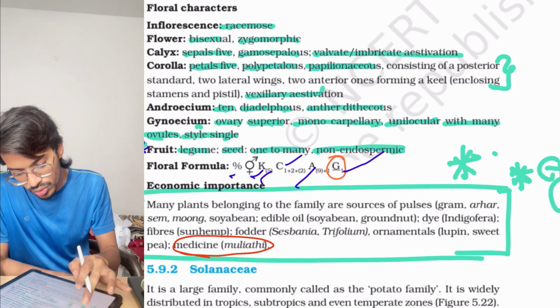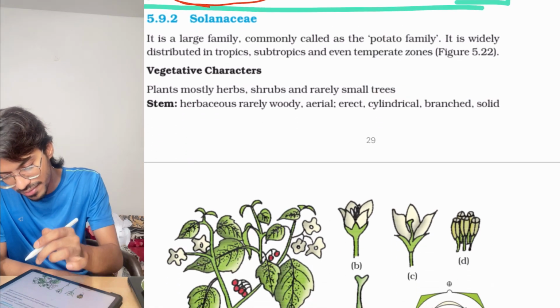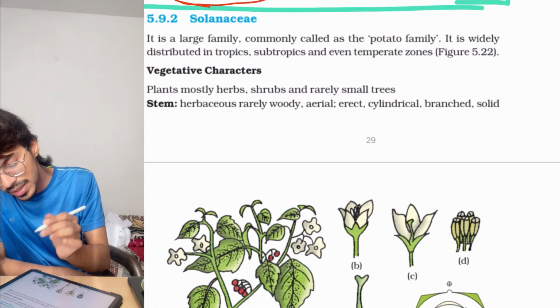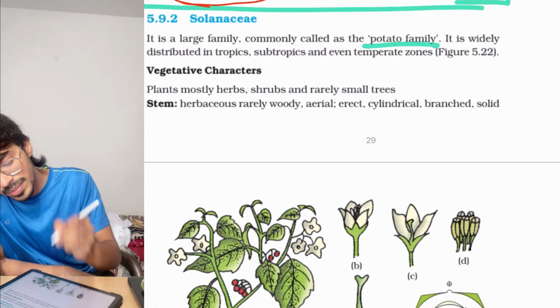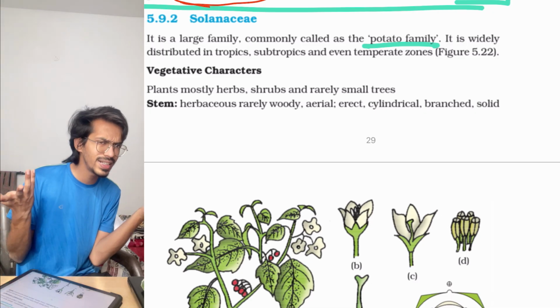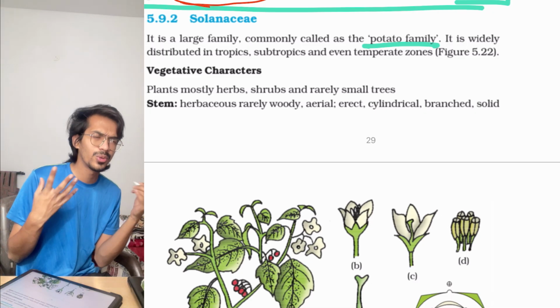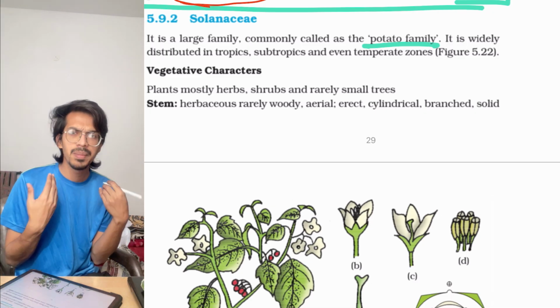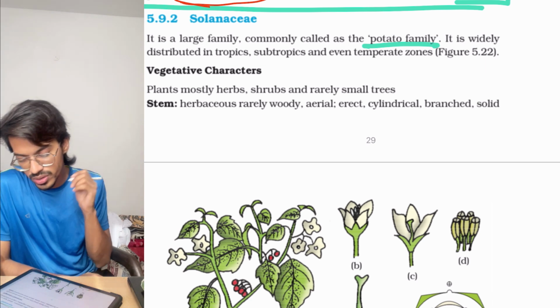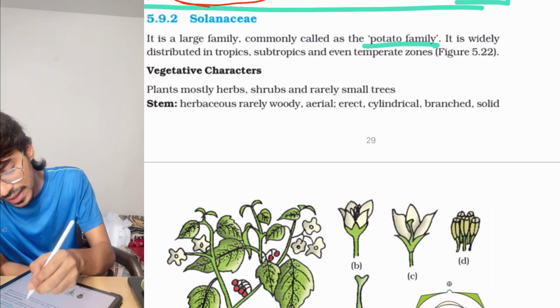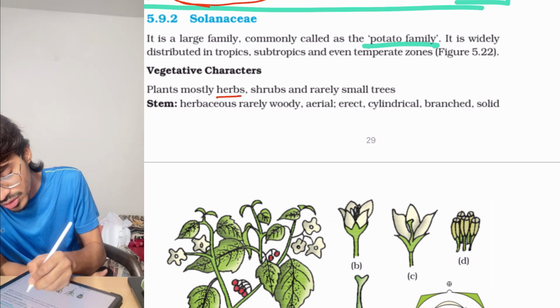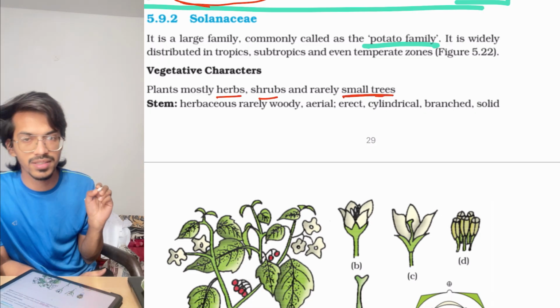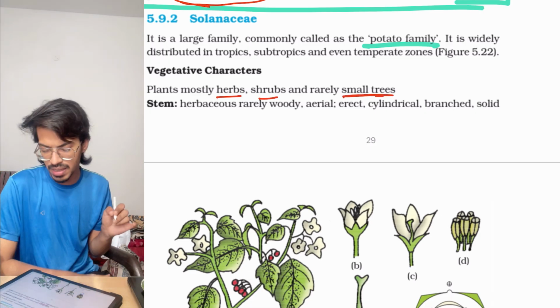Moving on to the next family, that is the Solanaceae family. In the Solanaceae family, what will happen? It is the potato family. Solanaceae, we have already said it. It has potato, it has nigrum, it has melongena. All those things are there. They can be herbs, shrubs, or rarely tall plants. We know that potato and all are small plants.